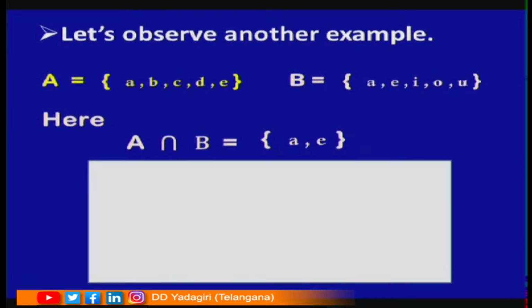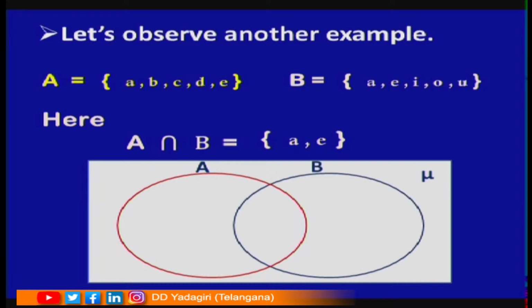Again you see set A, B, C, D, and set B, A, E, I, O, U. How to represent the intersection? Can you find the common elements simply? Yes, it is very easy. What are the common elements? A, E. What do we mean by A intersection B? A, E. Here, element A belongs to set A and element A belongs to set B. Element E belongs to set A, element E belongs to set B. That means A intersection B is a set of X such that X belongs to A and X belongs to B.